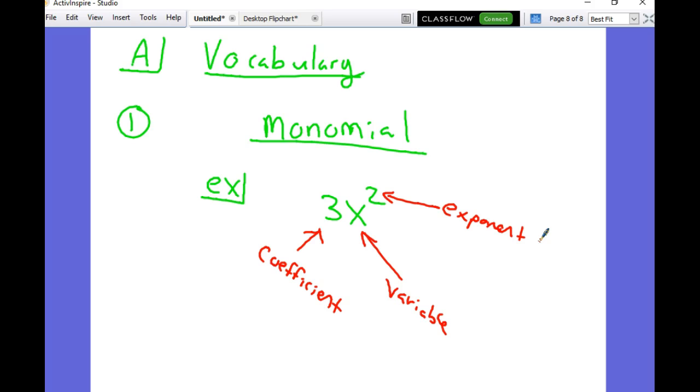Now, it doesn't have to have all of those parts, but those are all the parts that could exist. For instance, it might just be a 3. That's a monomial. Or it could be a 3x. That's a monomial. Or it could be x squared with no coefficient. Those are all monomials, but the 3 parts that could exist are coefficient, variable, and exponent. So there's some basic vocabulary for you.